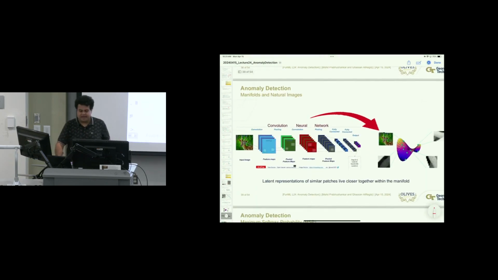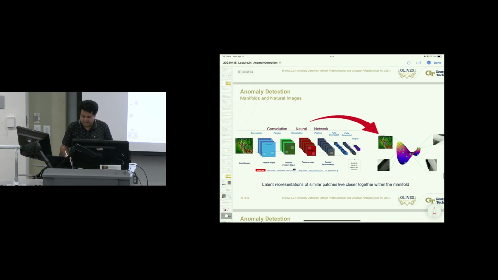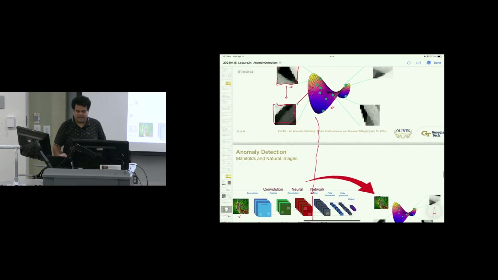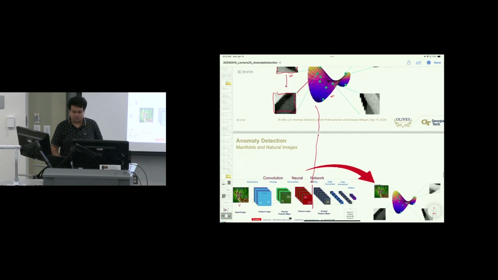So this tells us that if you have some kind of a CNN architecture and in the middle, let's say, some kind of a latent representation space, it's a good assumption to make that all the patches or all the images that exist within our dataset live closer within this particular manifold. This manifold is going to exist at some latent representation space, and all my data points are going to exist close to each other.